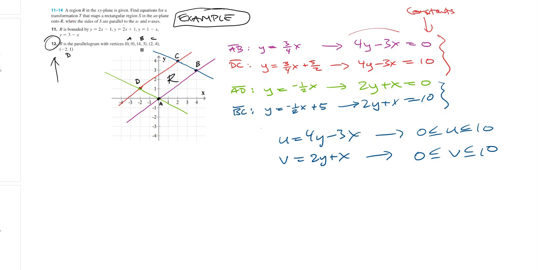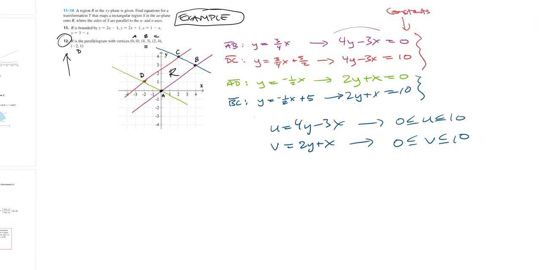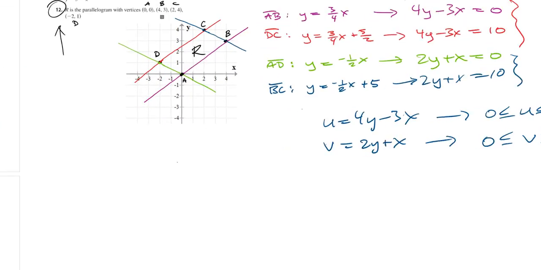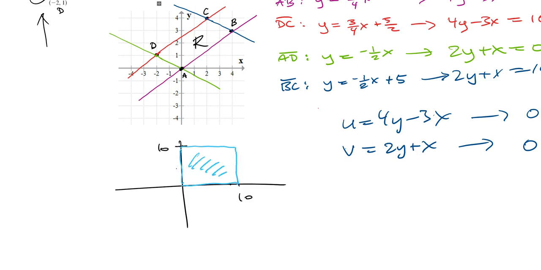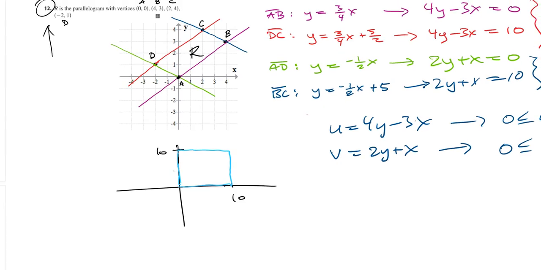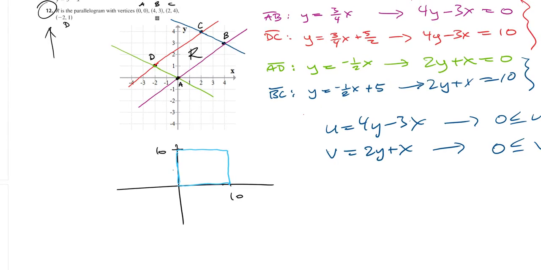And so now I have, I'll draw it down here, a nice rectangle, where this is 10 and this is 10 here. I have a nice rectangle, actually a square, that I can integrate over instead of that gross parallelogram that I would have to integrate over. Integrating over this parallelogram would not be fun, you see.